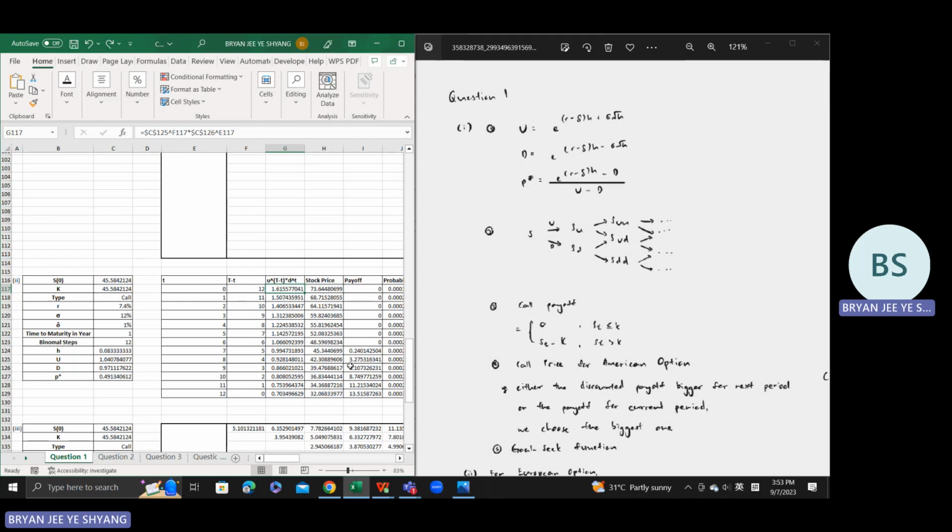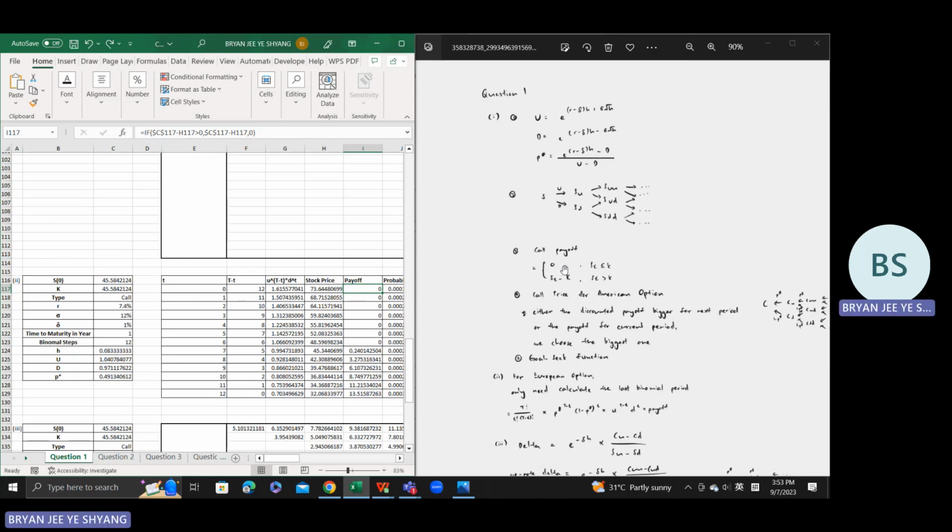And then how to calculate the payoff? Because this one is a put option, the payoff will be either K minus ST or 0. So K minus ST if ST is less than or equal to K. If ST is greater than K, then our payoff is equal to 0. Okay, so we have this column.